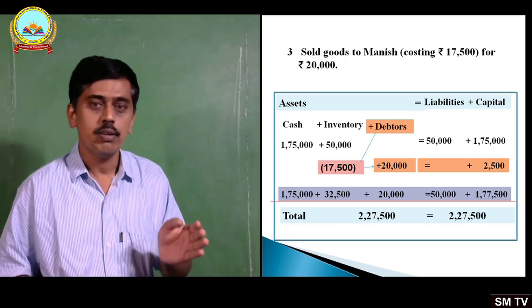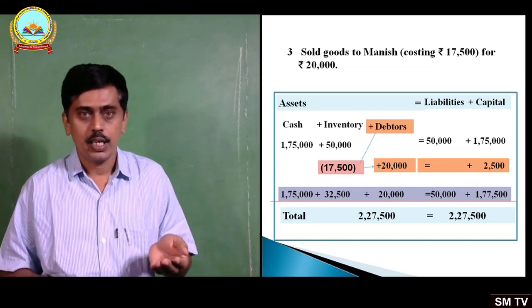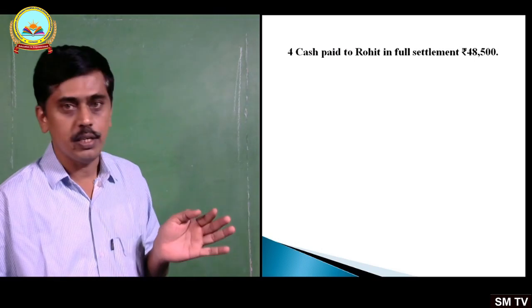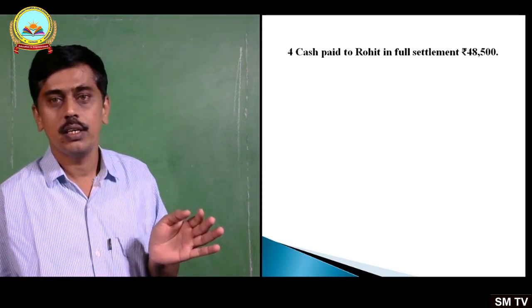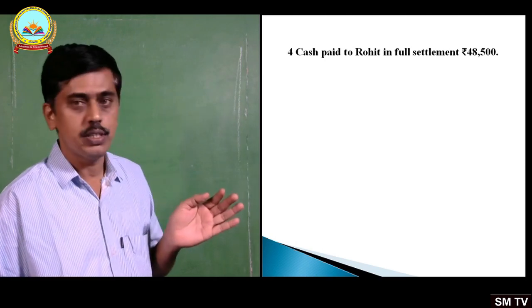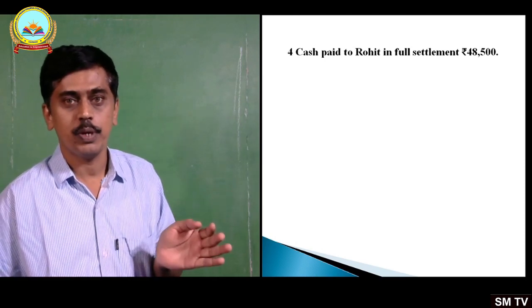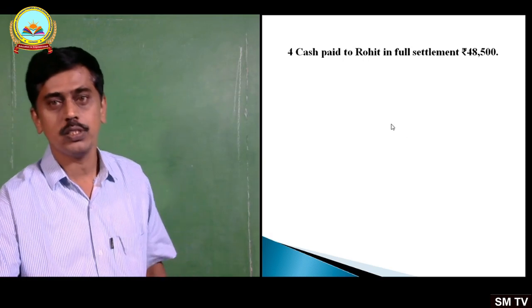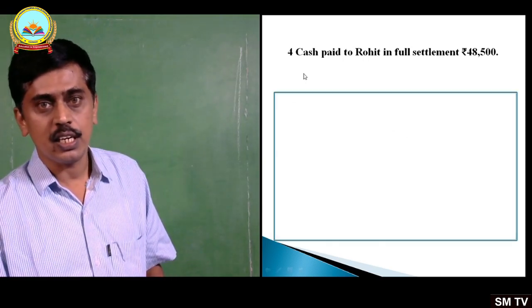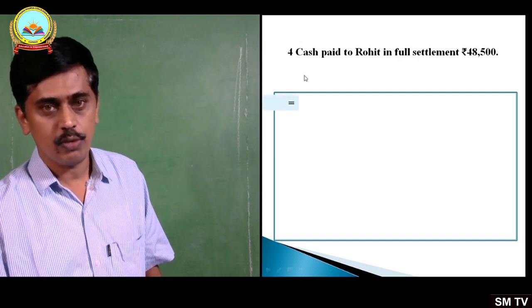Okay. Now let me move on to see the next transaction, that is cash paid to Rohit in full settlement, rupees 48,500. Again this is a new term, isn't it? Cash paid to Rohit in full settlement, rupees 48,500. Before analyzing the transaction, let us write the equation first.